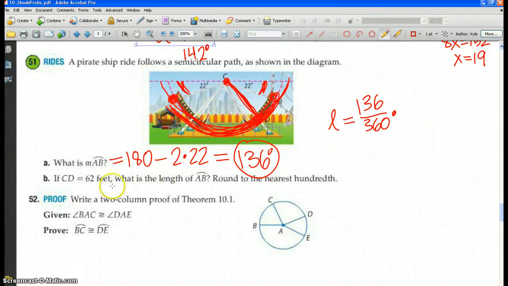Since we're given the radius is 62, we want to take 2 pi r, 2 pi times 62. And then on our calculator, we can just type this in: 136 divided by 360 times 2 pi times 62. And to the nearest hundredth, we get 147.17 feet.